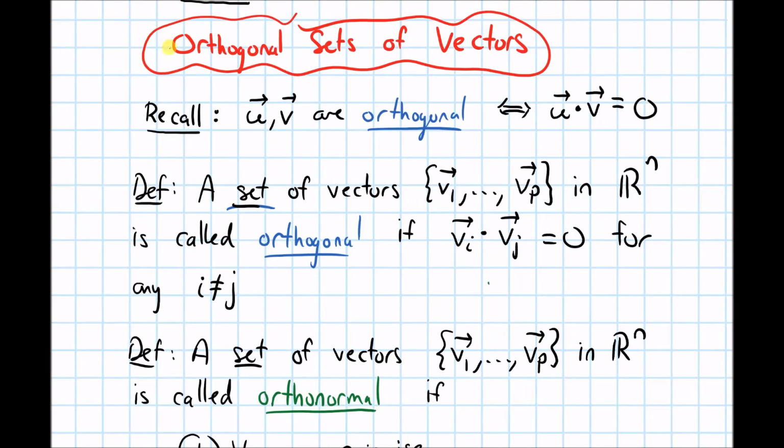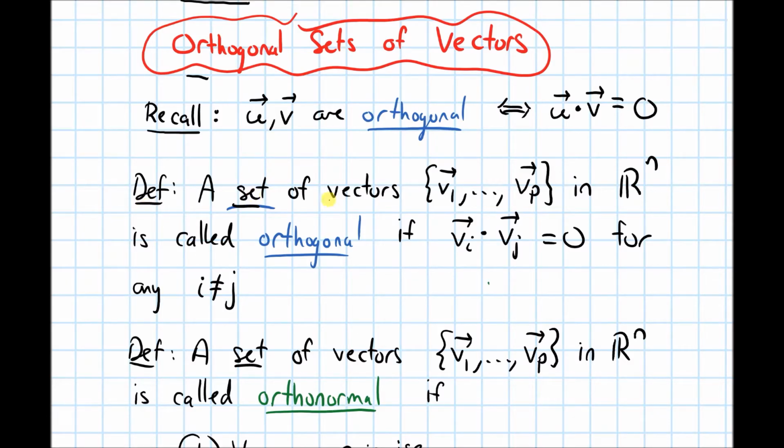In this video, we're going to talk about orthogonal sets of vectors. So recall that two vectors u and v are orthogonal if and only if their dot product is 0, or sometimes we call this the inner product of u and v is 0. So I want to begin with the definition.